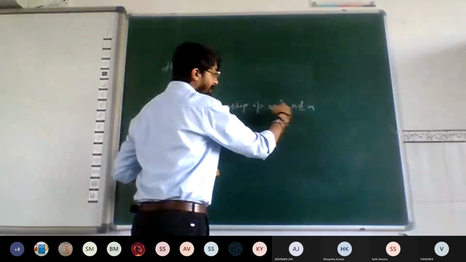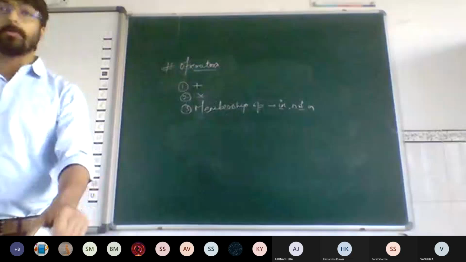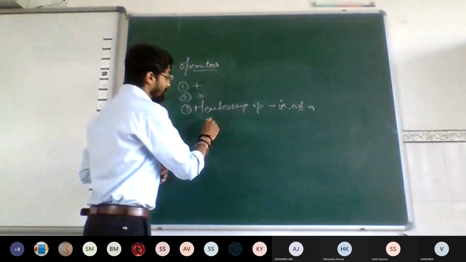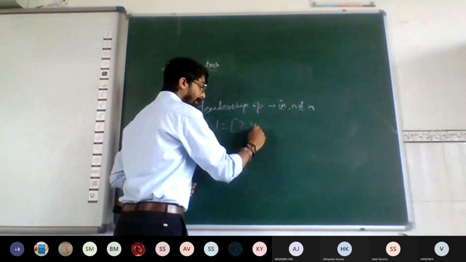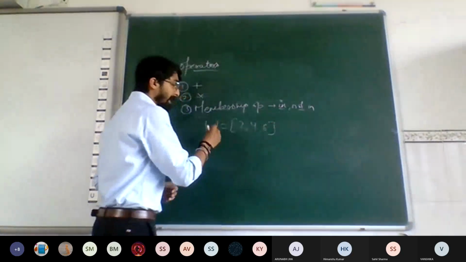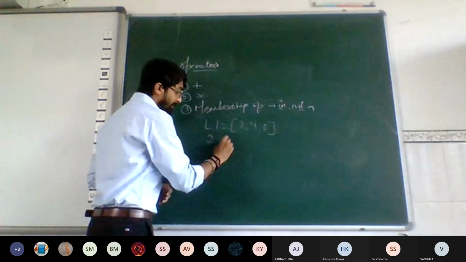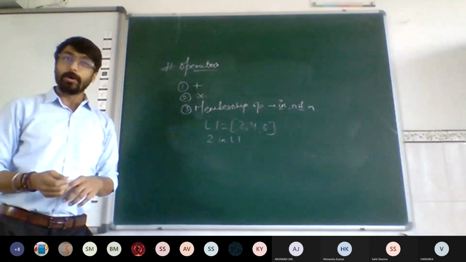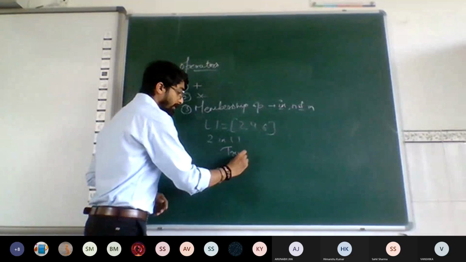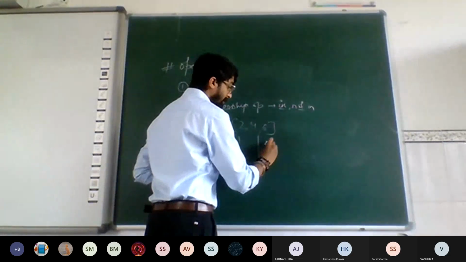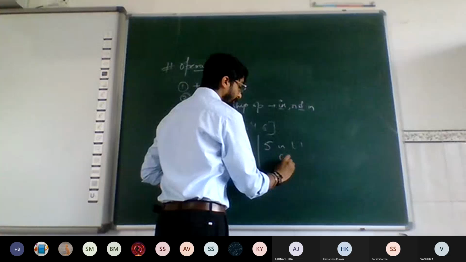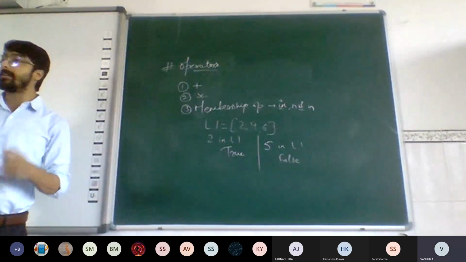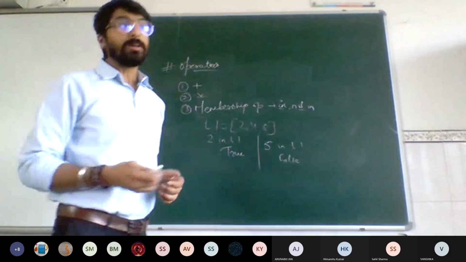The last one is the membership operator. In and not in is going to return you a Boolean value whether that particular element is present in the list or not. So suppose we have the same list, L1 is 2, 4, 6. I am going to check whether 2 in L1. It will return you true. What if I check 5 in L1? It is going to return you false. So this in or not in operator is used to check whether a particular element is there in the list or not.